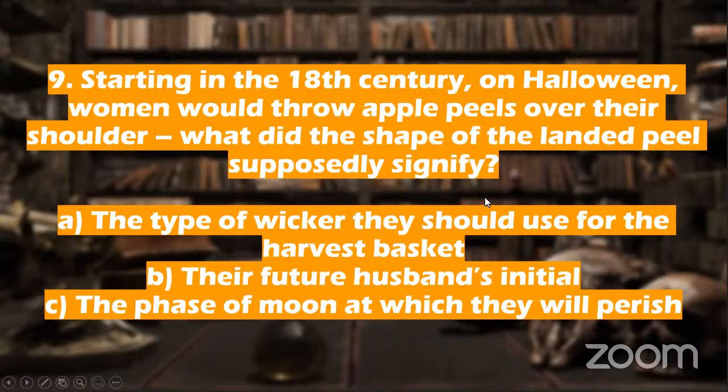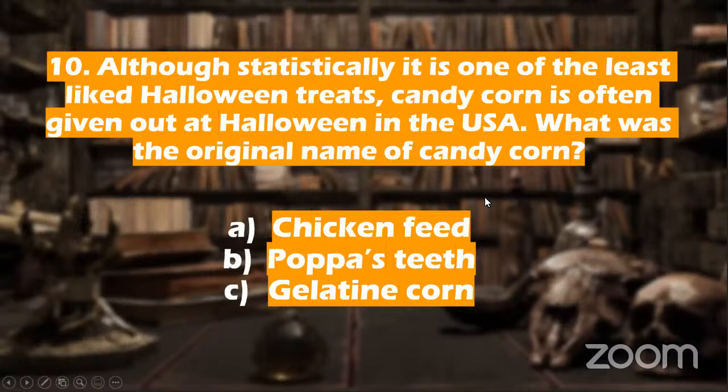And finally, question number 10. Although statistically it's one of the least liked Halloween treats, candy corn is often given out at Halloween in the USA. What was the original name of candy corn, the sweet in America? Was it A, chicken feed, B, Popper's teeth, or C, gelatin corn?